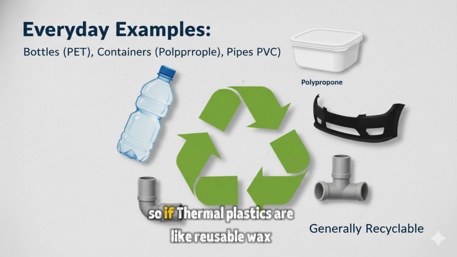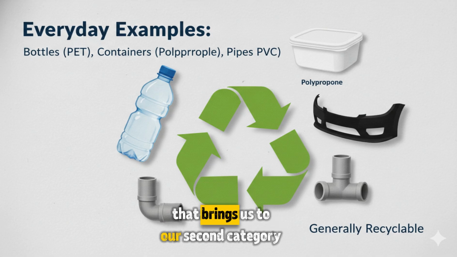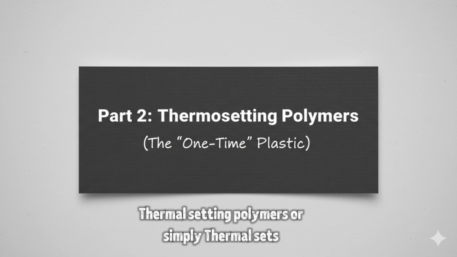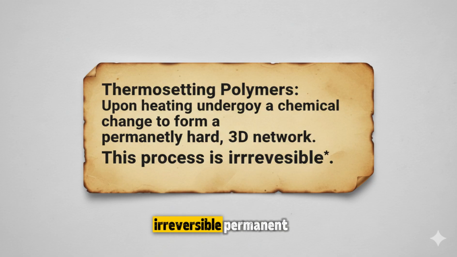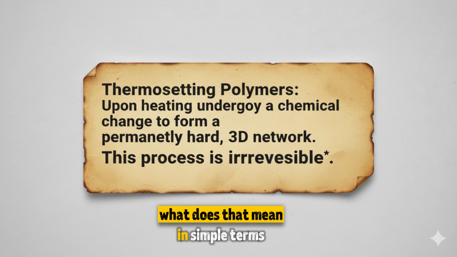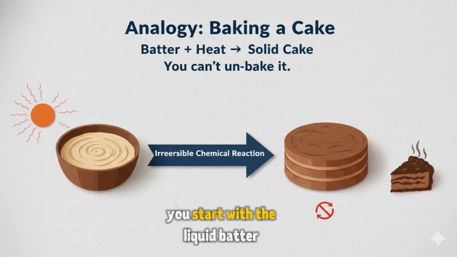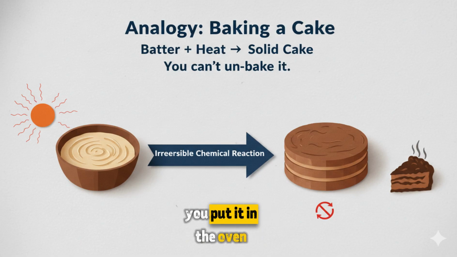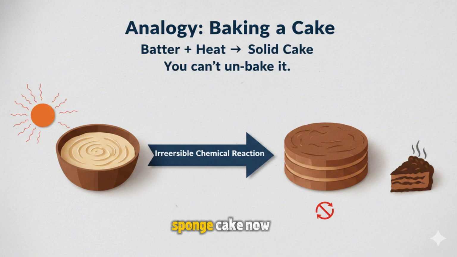Okay, so if thermoplastics are like reusable wax, what's their opposite? That brings us to our second category, thermosetting polymers, or simply thermosets. Let's look at the textbook definition first. Irreversible, permanent. What does that mean in simple terms? Think of a thermoset like baking a cake. You start with the liquid batter. You put it in the oven, and the heat causes chemical reactions that cook it into a solid sponge cake.